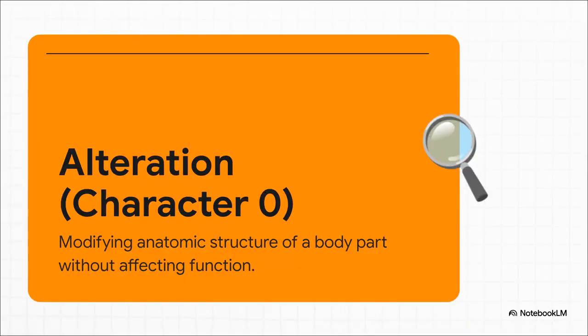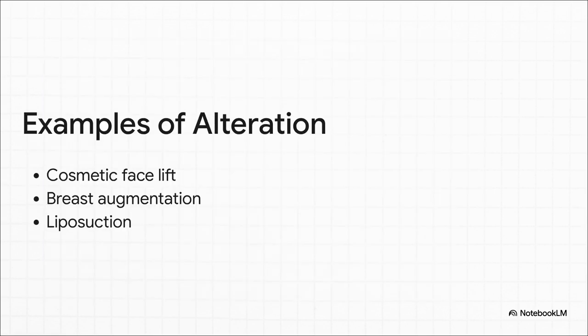Next is alteration, character 0. Alteration is modifying the natural anatomic structure of a body part without affecting its function. Listen closely because alteration has one strict, non-negotiable purpose. It is coded for all procedures performed solely to improve appearance. Because surgeries can easily blur the line between medical and cosmetic, you absolutely must have diagnostic confirmation that a procedure like a facelift, breast augmentation, or liposuction was done strictly for appearance before using the alteration code. If it's for a medical condition, you'd be looking at a different root operation entirely, like repair or extraction.